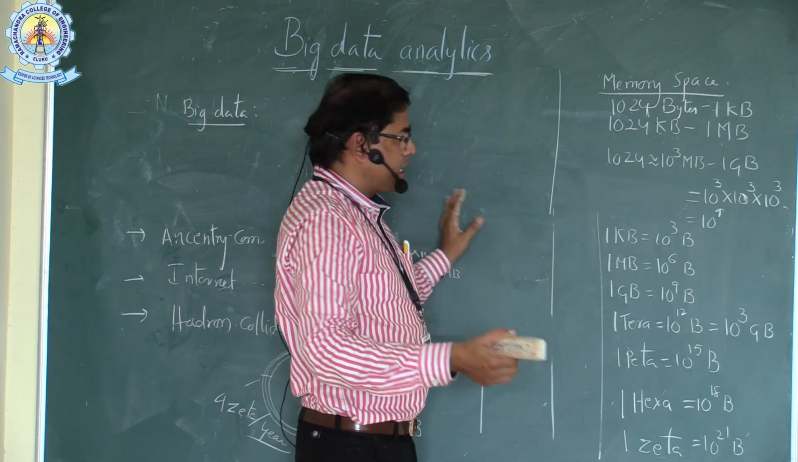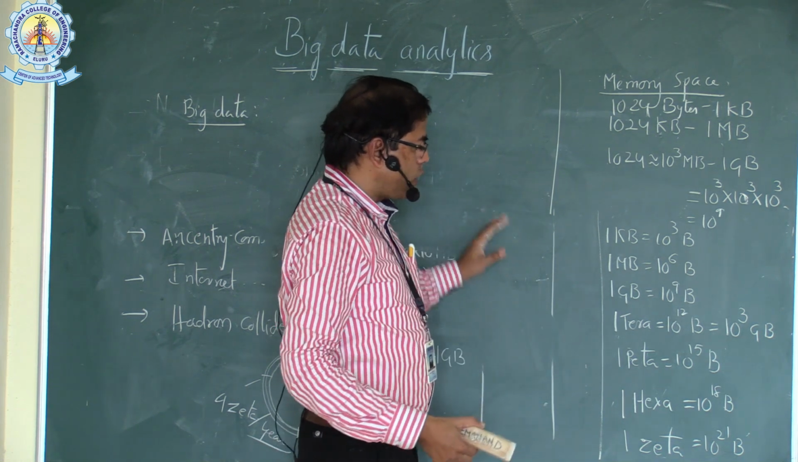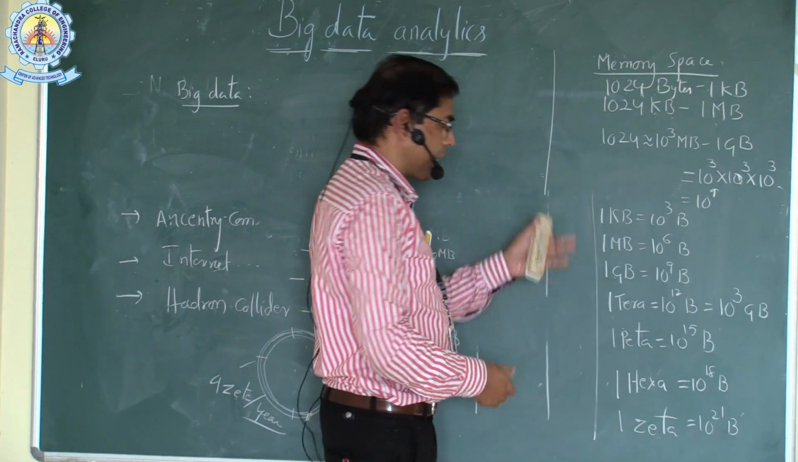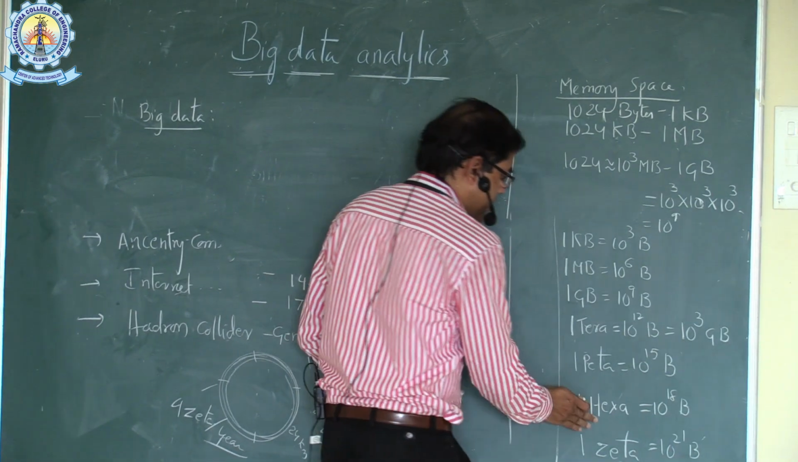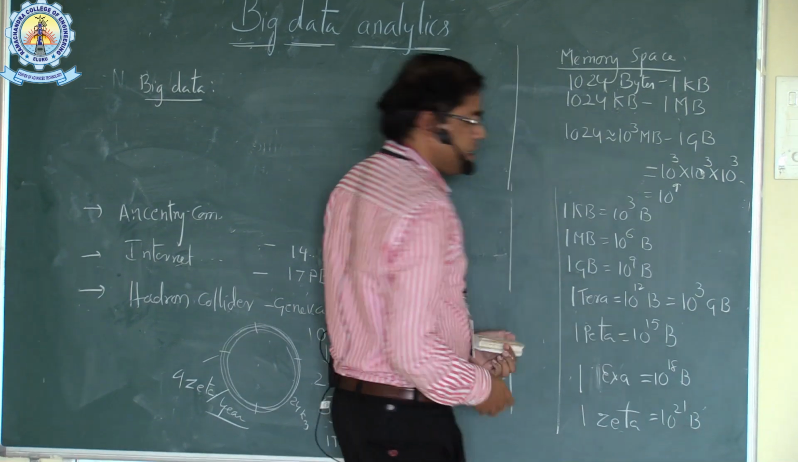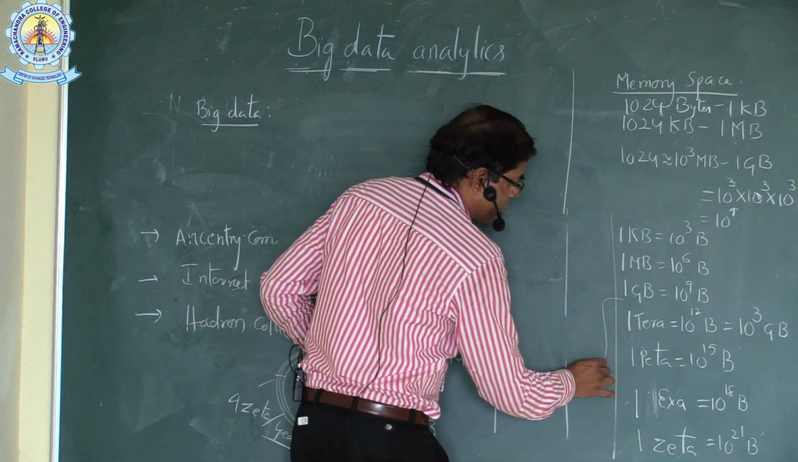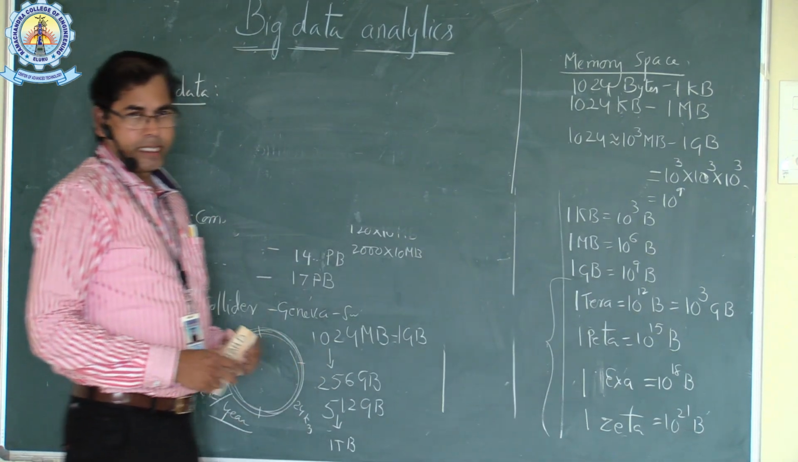Whenever we talk about big data, it talks about tera, peta, exa, and then zettabytes of data. From this point onwards, we can call it huge data or big data.